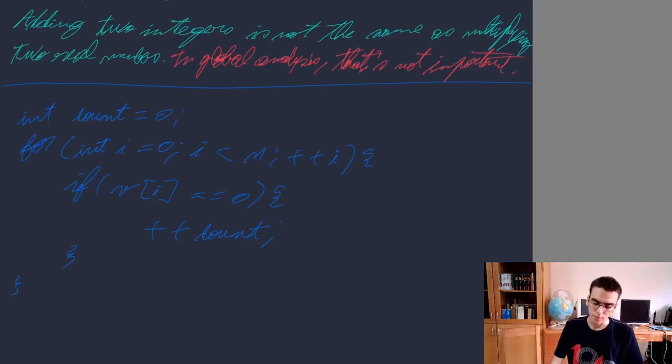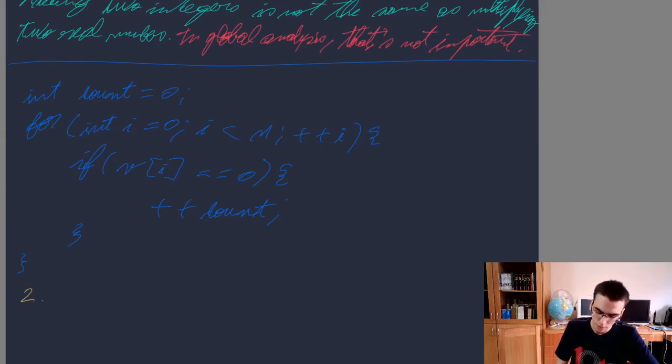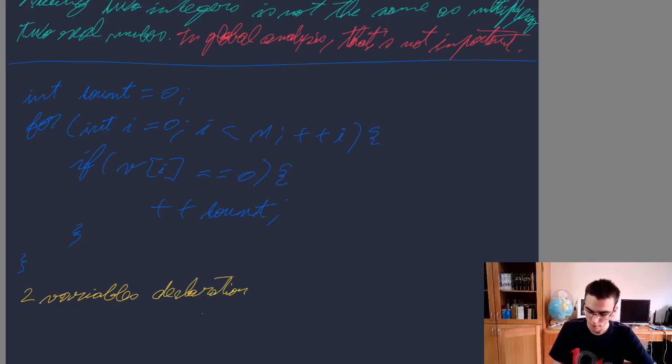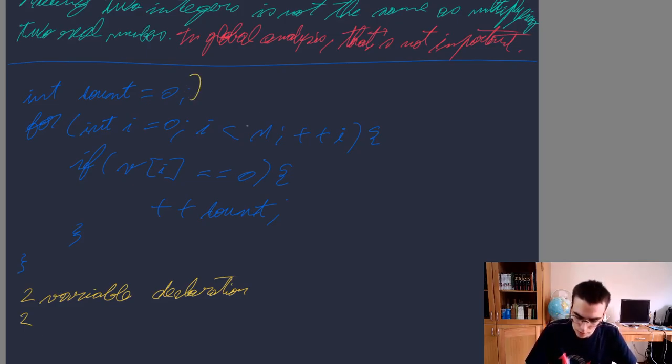What do we have in this small piece of code? We have the following. We have two variable declarations. And let's just ensure we see where it is. Two variable declarations, one here and one here. Okay. We have two attributions. And these attributions happen one here and one here.